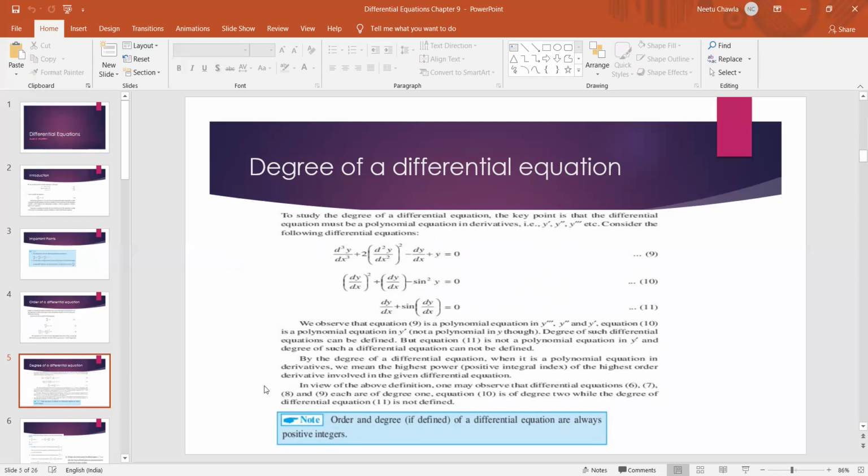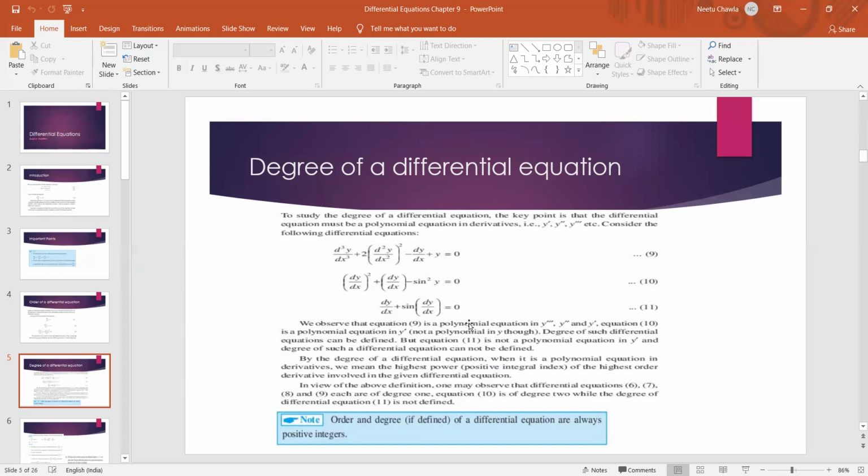Right? In view of the definition, one may observe the differential equations 6, 7, 8 and 9 each are of degree 1. Here also you can say d3y by dx cube. When nothing is written in the form of power, you can easily say that it is of degree 1. In view of the above definition, this is our degree 1. And for C, equation number 2, we have two terms with dy by dx, but the maximum power is 2. So we can say that the degree is 2.